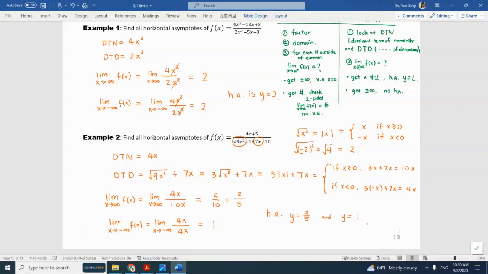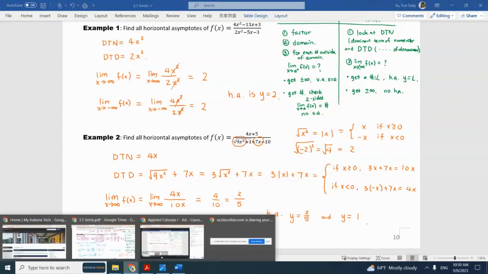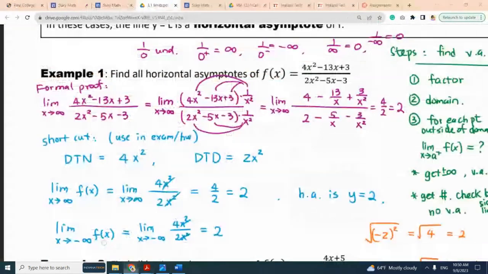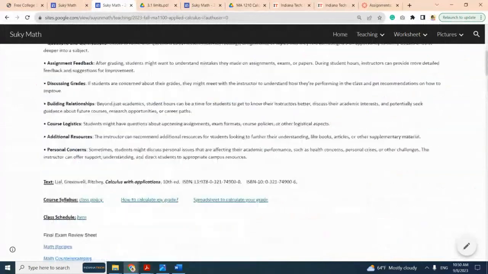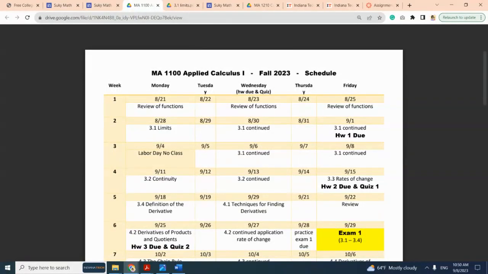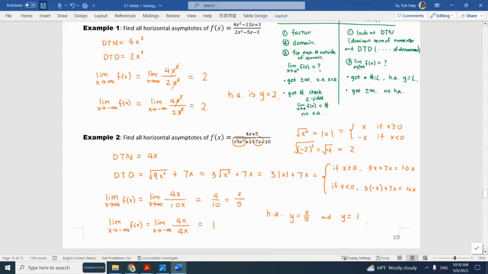Ready for next homework? Next homework is due next week. Let's see. Where is it? I think next Friday. Yes, next Friday you have homework 2 and quiz 1. Quiz 1 will cover homework 1 and homework 2 stuff.